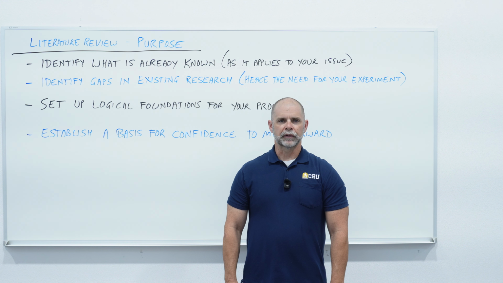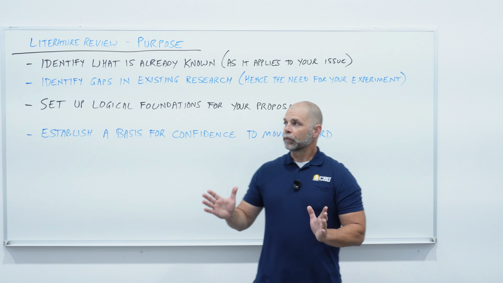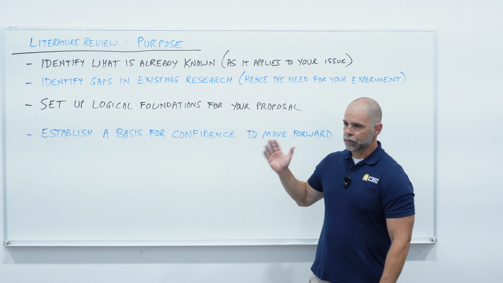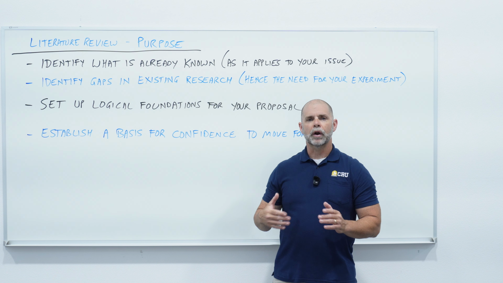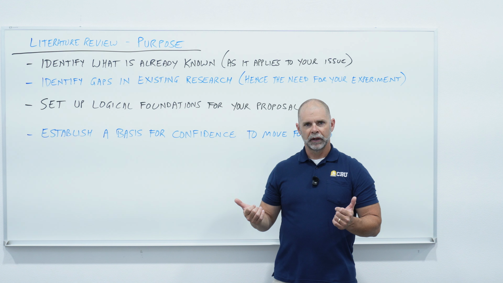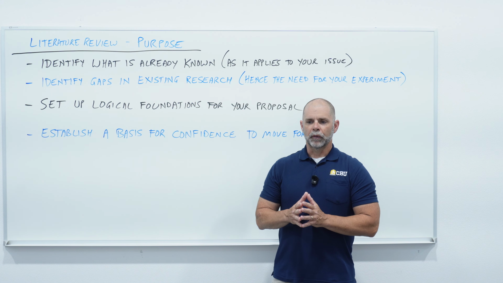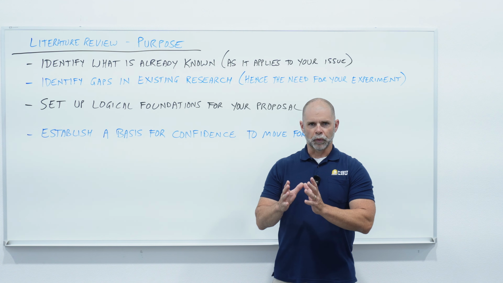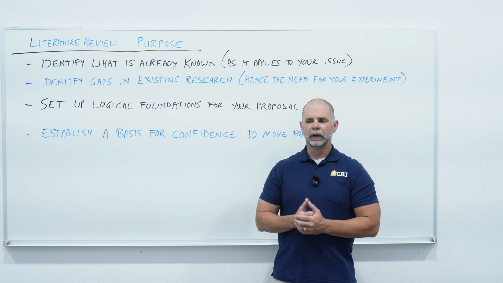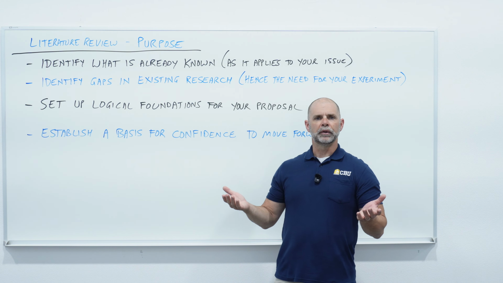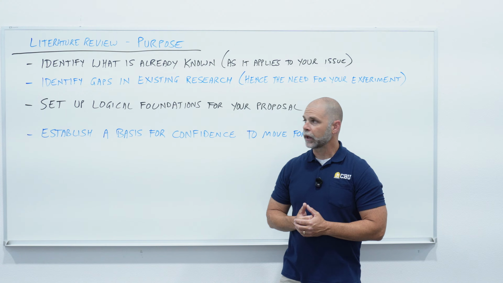So let's talk about the purpose of a literature review. Why do we do them? Fundamentally, what we're trying to accomplish in a literature review is to identify what research has already been done, what we already know about the subject that we're covering, so that we can establish a basis to move forward with whatever we're trying to accomplish, either in our research or in our proposal to do something new in terms of a policy change, a program, or what have you.